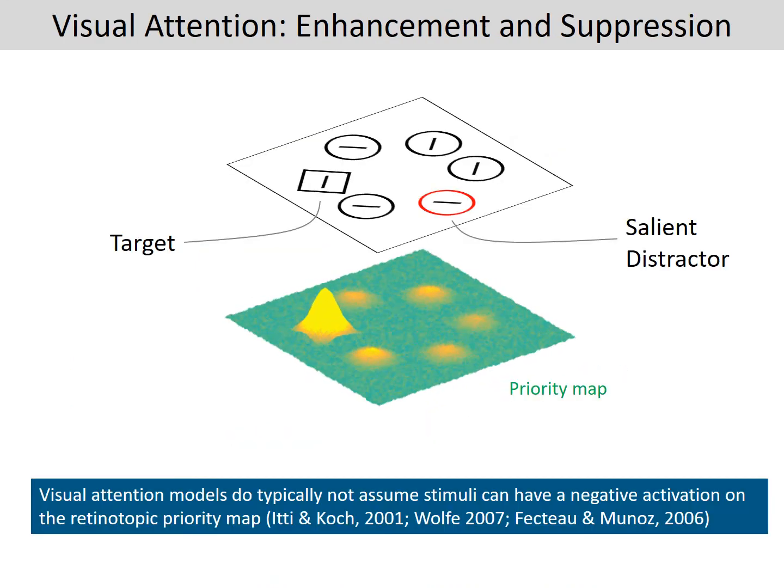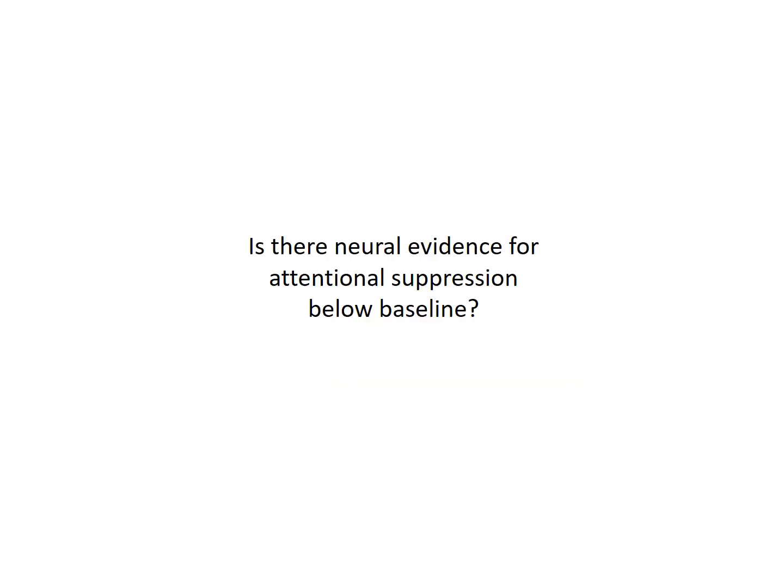In terms of models of attention, it may be that not only are targets represented with a higher activation on the priority map than neutral distractors, but salient distractors may be represented even with a negative activation on the priority map due to active suppression, which makes then their selection even less likely than for neutral distractors. This brings us to the question, is there neural evidence for attentional suppression below baseline?